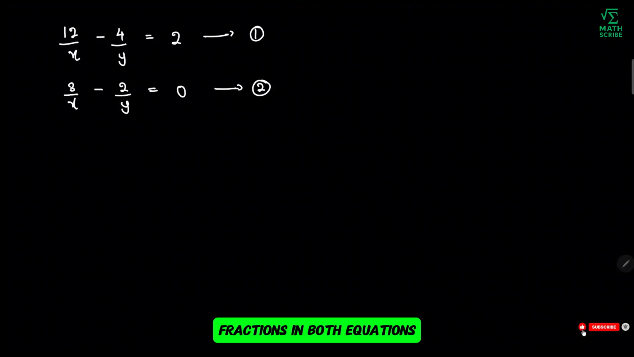Fractions in both equations, variables in the denominator. Looks messy, but there's one substitution that makes this system collapse into a clean answer. Here's exactly how. Here are the two equations. 12 over x minus 4 over y equals 2, that's equation 1. 3 over x minus 2 over y equals 0, that's equation 2.